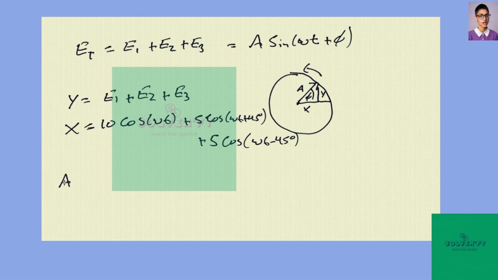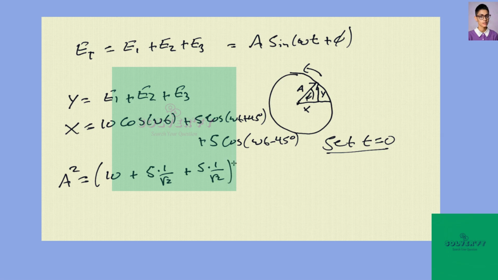So the amplitude squared is going to be the sum of the x's squared plus the sum of the y's squared. And since it's the same at all times, we can just set t equals 0. So that's what you have to do here. Set t equals 0. All right, so the x's squared is going to be 10 times cosine of 0, which is just 10, plus 5 times cosine of 45, which is 1 over root 2, and then plus 5 times cosine of negative 45, which is also 5 times 1 over root 2. And that's squared.